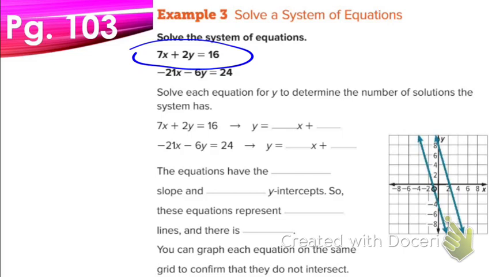Yeah, we want to get y all by itself. So that means I need to subtract 7x from both sides. I'm going to write something down. I want you guys to tell me why it is wrong. Why is that wrong? Yeah, 16 doesn't have an x with it. I cannot combine those two things. So what should I write down instead?